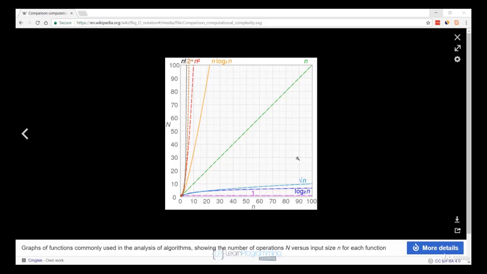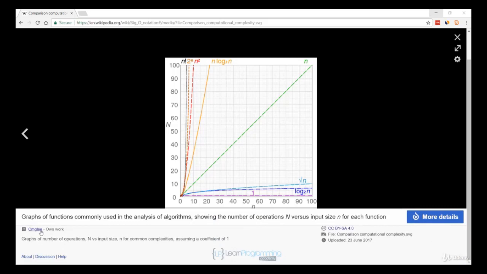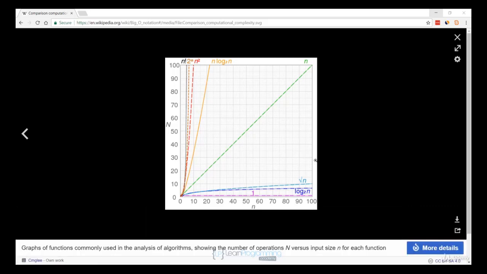So I'm here at Wikipedia, and you'll find this image in the Wikipedia article about big O notation, and I've also included a link directly to this image in the resources section. This image was created by user CM Glee. And so this is a graph of some of the big O values, and this represents how an algorithm would degrade. Along the x-axis, we have the input size, so the number of items, and along the y-axis, we have the number of steps.